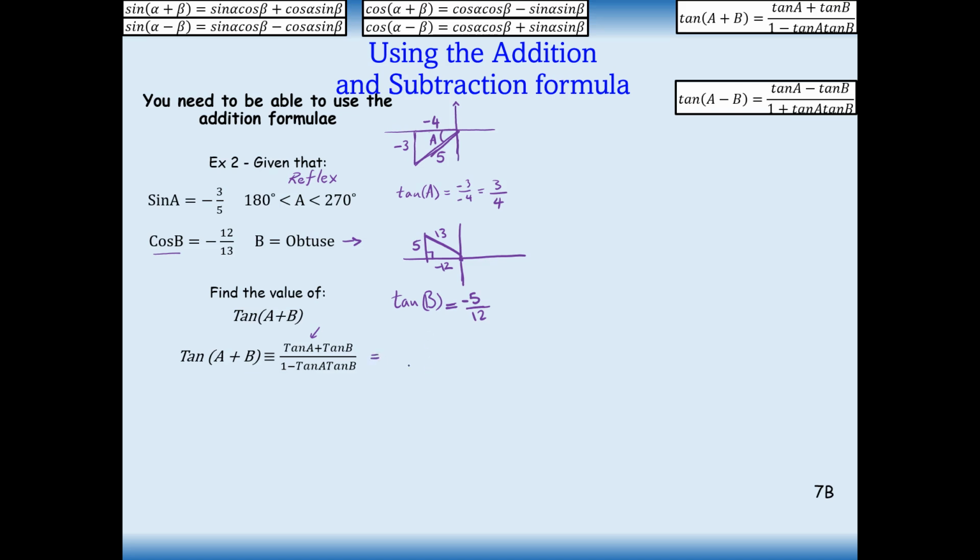Substituting those two values for tan of A and tan of B into this formula will give us 3/4 take away 5/12, divided by 1 minus 3/4 multiplied by negative 5/12. Now you can put those numbers in your calculator and you should get an answer that simplifies to 16 over 63.